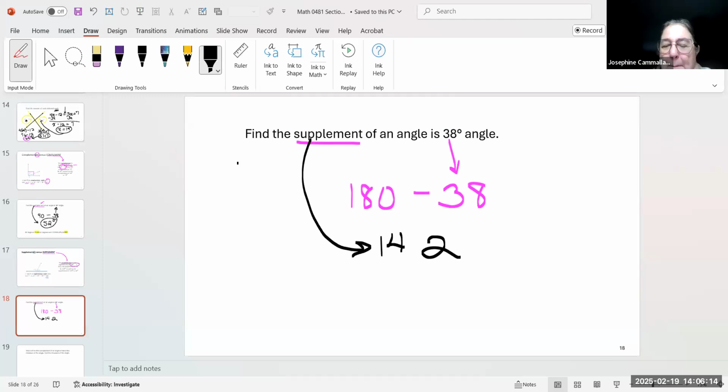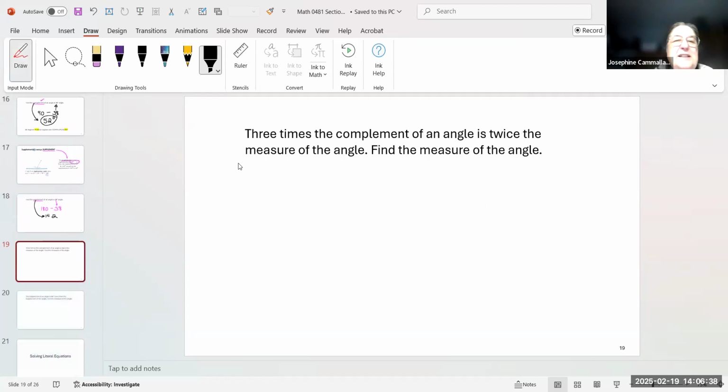That is my supplement. Without knowing what that word supplement means, I can't solve this problem. So complement, supplement. Well, let's get a little more interesting here. Now this is where you're going to really have to watch the words.